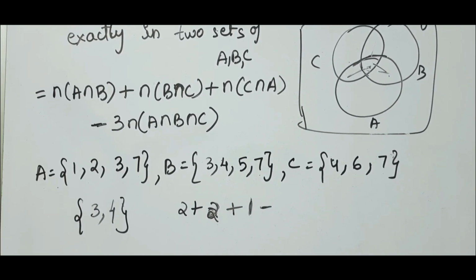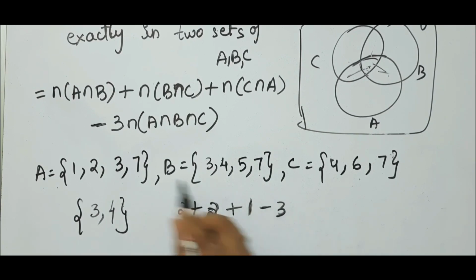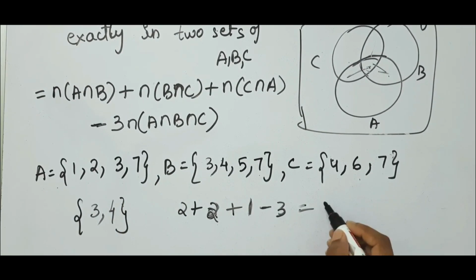Minus 3 times the number of elements which are common in all the sets. 7 is the common element of sets A, B, C, so 1 element is common. So 3 into 1 will be 3. Using this formula, this is equal to 2 plus 2 plus 1, which is 5. 5 minus 3 is 2. So we got 2 elements. The number of elements which are in exactly two sets of A, B, C is 2. We got the same number of elements, is it not? 2 elements which are common in exactly 2 sets of A, B and C.